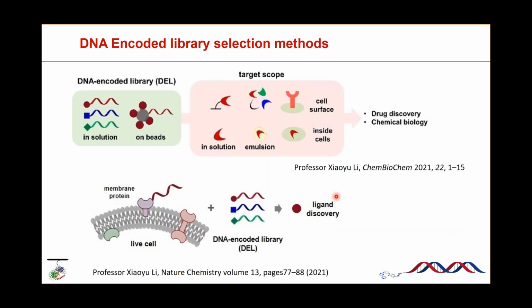The next part, let's talk about the selection part. In this part, Professor Xiaojie recently published a very nice review in Chem. Currently we have solution libraries and bead-based libraries. We can also do immobilized protein, in-solution protein, and emulsion selection, and currently we can also use DEL on cell surface proteins, and you can also do the selection inside the cell. A lot of research groups have contributed a lot to the advance of this field, and Xiaojie's review summarizes this quite well.